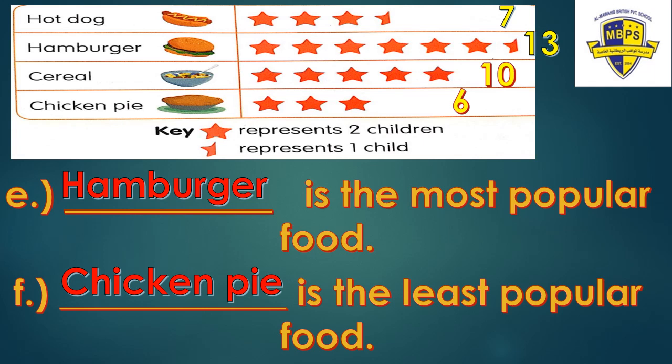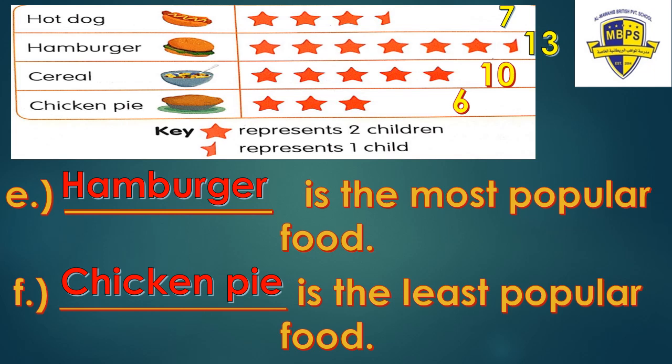And which food is it next to number 13? Very good. It's hamburger because 13 children like to eat hamburger. Okay. So which is the most popular food? Hamburger is the most popular food. Excellent. Let's go to the next question, F.